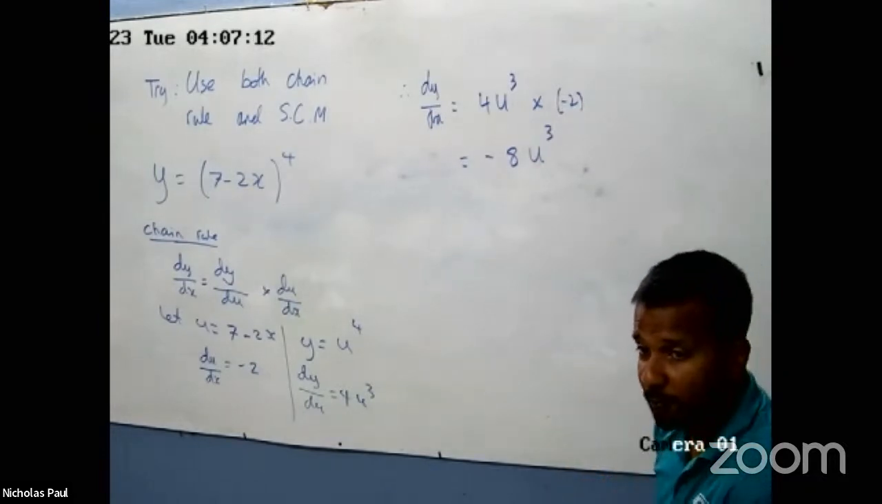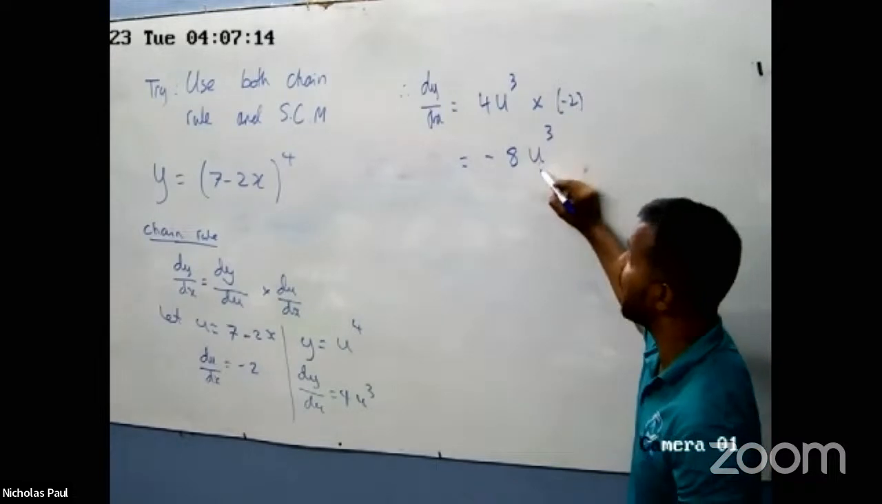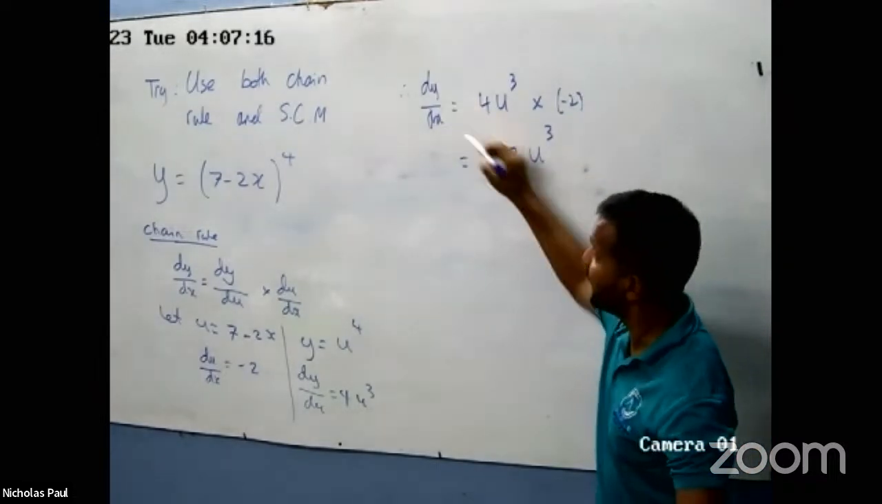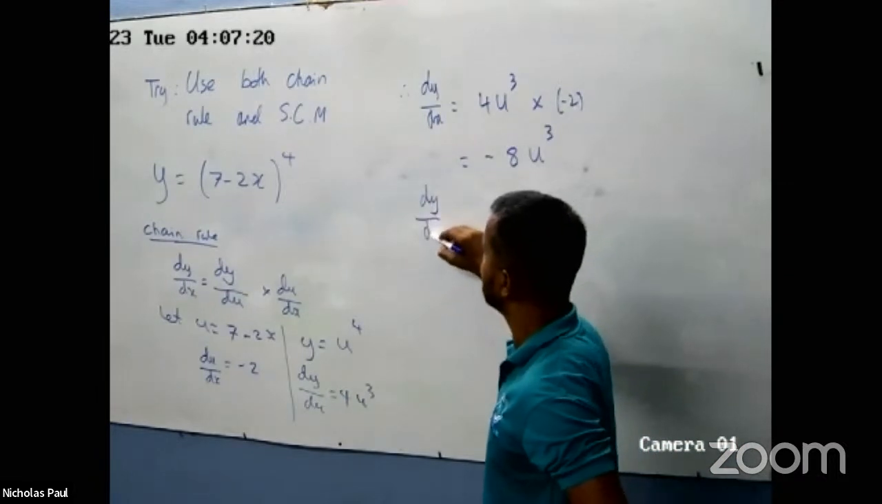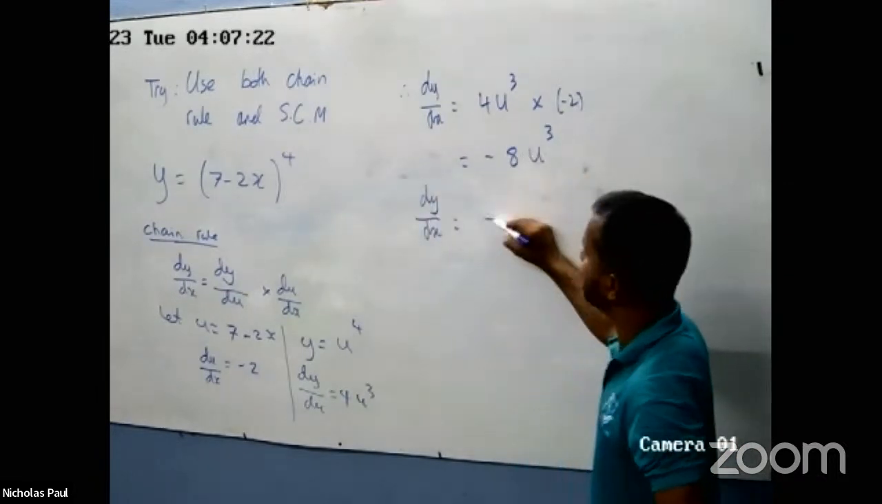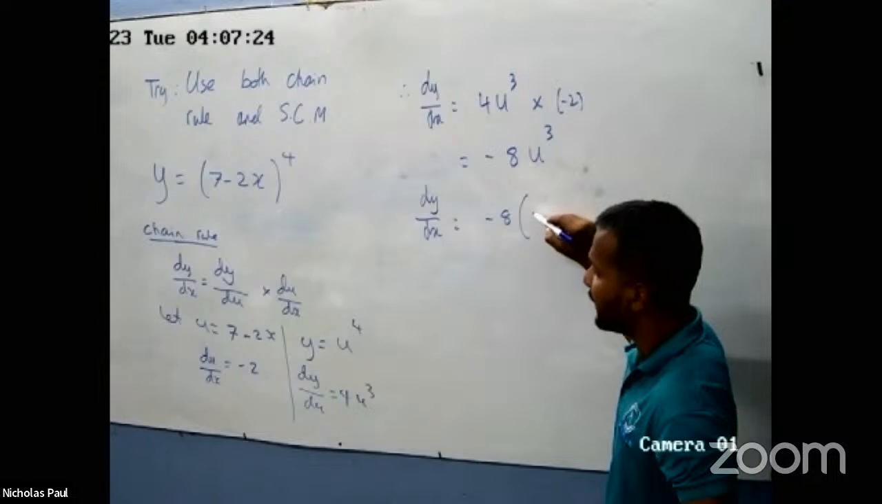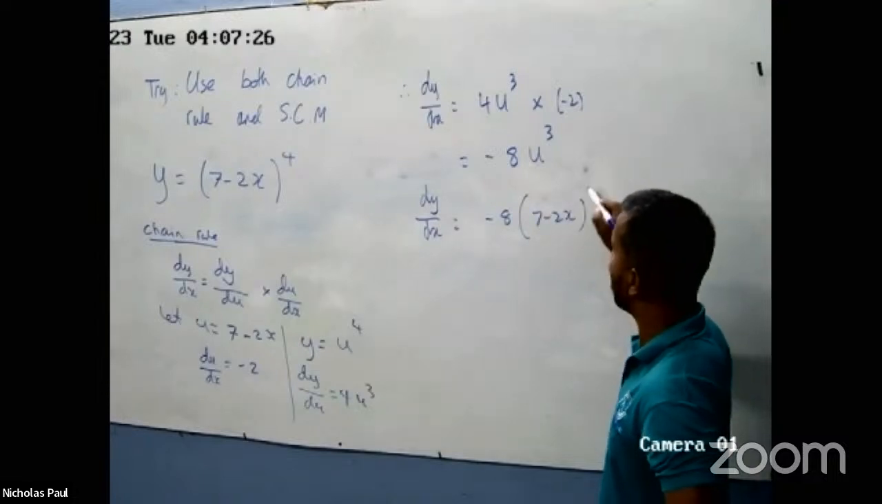That's okay? But we're not done, because we can't leave the answer for dy/dx in terms of u. So what do we do? Substitute back u. So that's minus 8 by 7 minus 2x cubed.